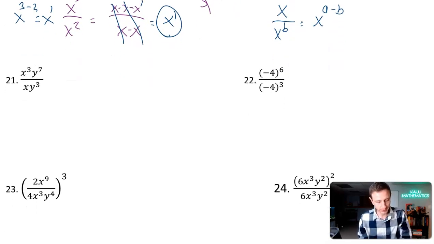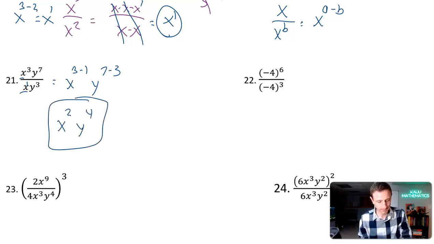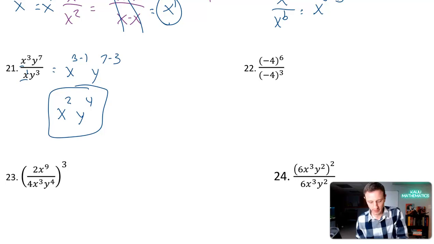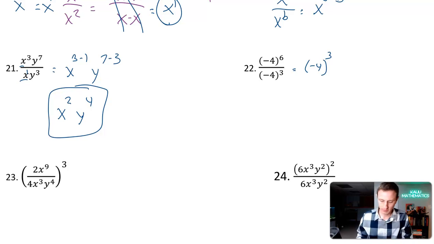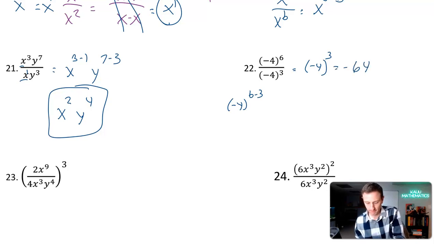So let's go ahead and do this. So 21, x to the third over x to the first. So this is going to be x to the 3 minus 1. And then I have y to the 7 minus 3, because it's the y's here. So x to the second, y to the fourth. And then I have negative 4, 6 minus 3 is 3. So this was negative 4 to the 6 minus 3, which is 3. And then we do want to actually evaluate that. So let's do negative 4 to the third power, which is negative 64.